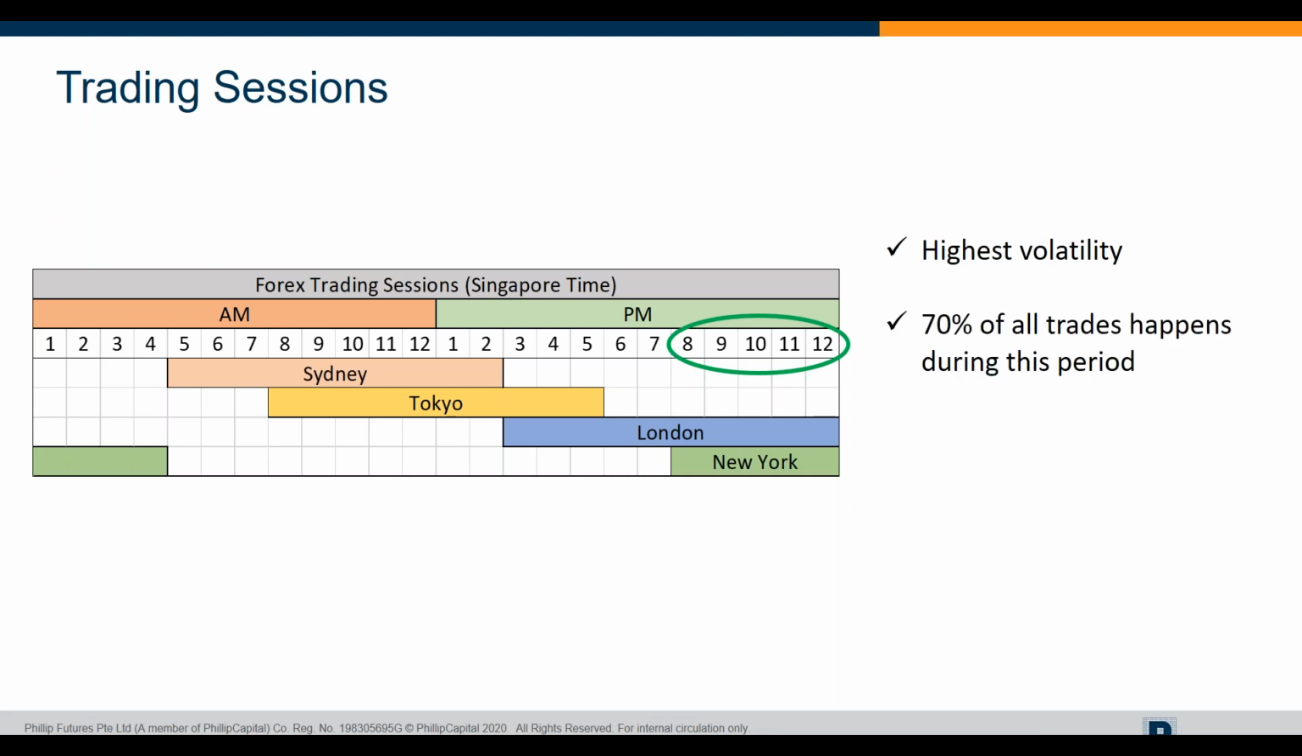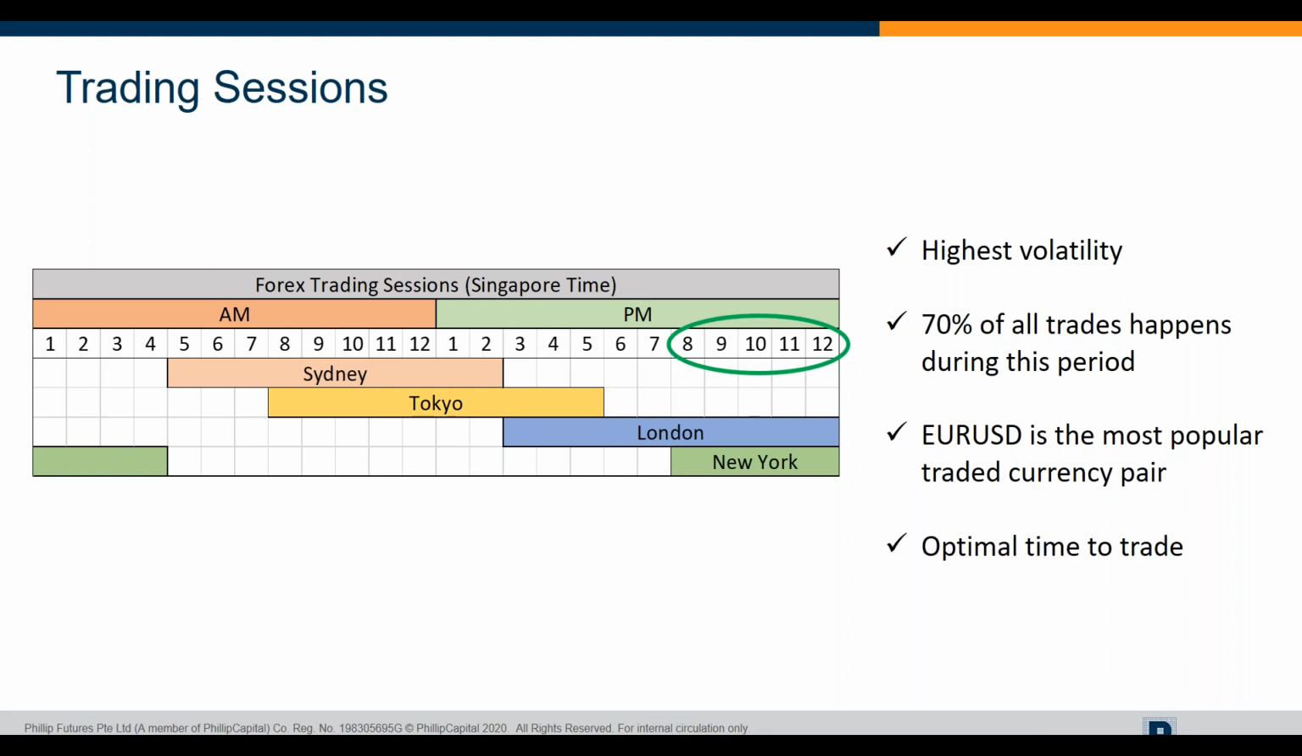70% of all trades actually happens during this period. And as London also represents the Europe region, and Euro and USD is the most traded currency pair, it's not hard to understand why. This is the most volatile because the most traded pair happens to be trading during the overlap of these two time zones, these two trading sessions. So this would be the best time for you to trade.